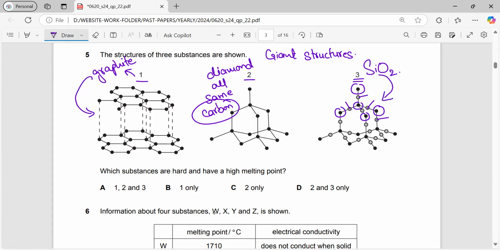Now graphite has weak bonds between the layers, which gives graphite a low melting point. Graphite is not as hard as diamond or silicon oxide. It is soft, it is used as a lubricant, and it has a low melting point. So the answer is diamond and silicon oxide, 2 and 3. They are really, really hard structures and they have high melting points.